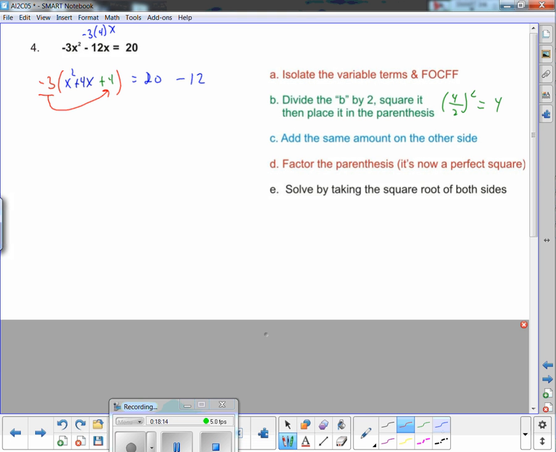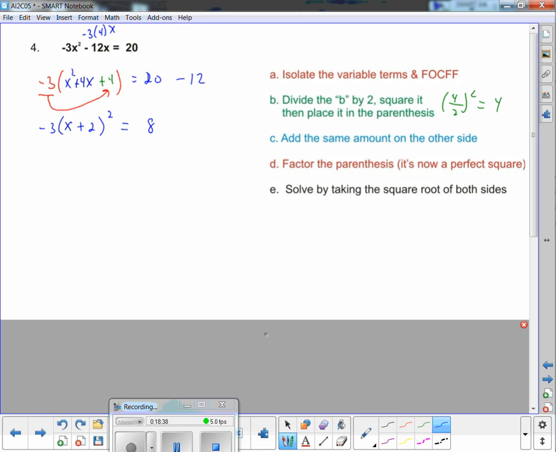Okay, now we can go ahead and complete the square. Don't forget the negative 3. It's still there. Square root of the front goes in the front, sign of the middle, square root of the back. And don't forget to square the quantity. And right now, this is equaling 8. Okay, we have finished completing the square.